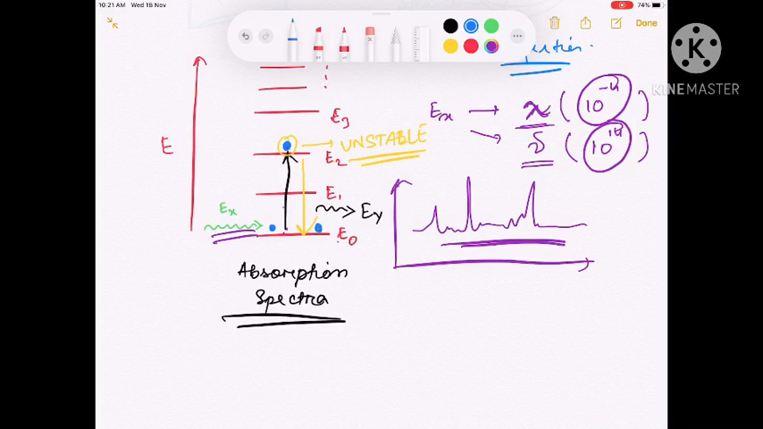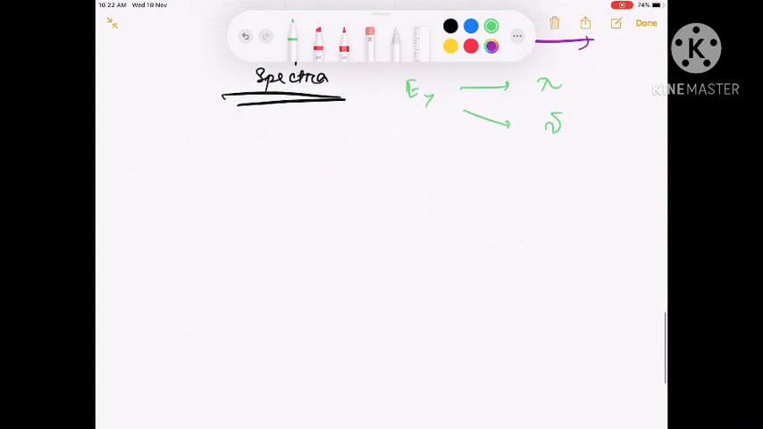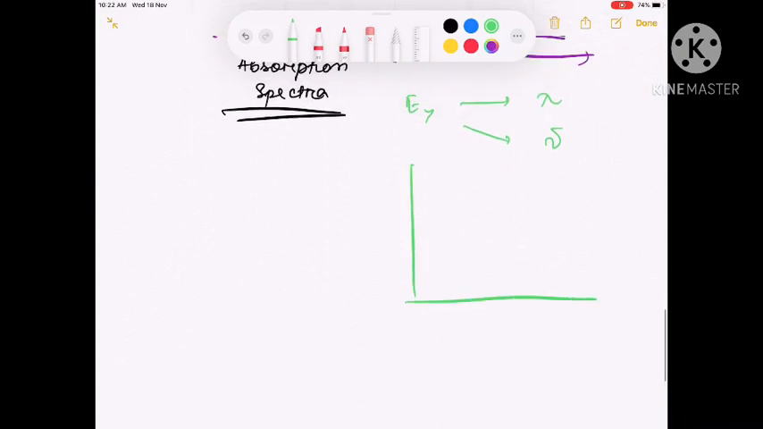Whatever energy it gives out, EY, will also correspond to some wavelength or some frequency. So for that also we'll get some spectra, like this. That spectra will be called the emission spectra.